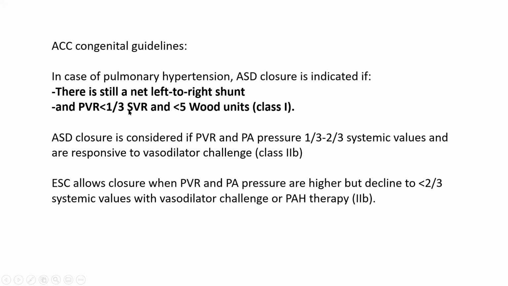Now, if your PVR is higher than those numbers, but you still have a net left to right shunt, those are the cases where you absolutely need to do vasodilator challenge. The ACC guidelines don't want you to close the shunt if those numbers are over 2/3 SVR. But in my opinion, and according to the ESC, even when it's higher than 2/3, you can still do vasoreactivity challenge. So whenever you still have net left to right shunt and PVR is over 1/3 of SVR or over 5 Wood units, even if it is over 2/3, I would still do vasoreactivity challenge.